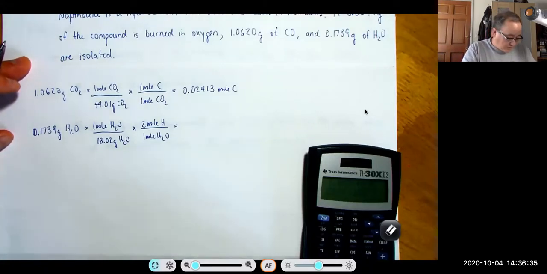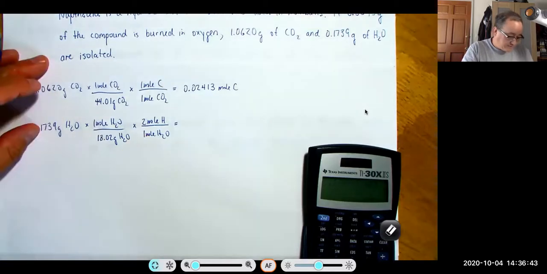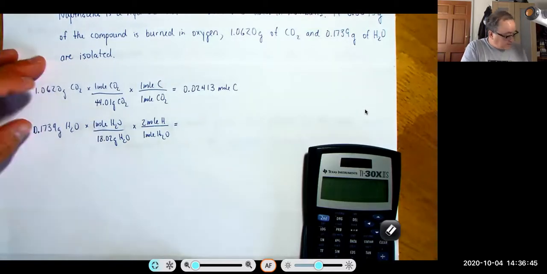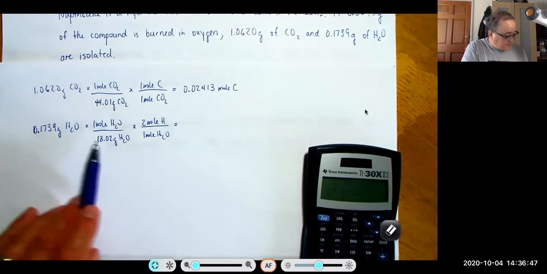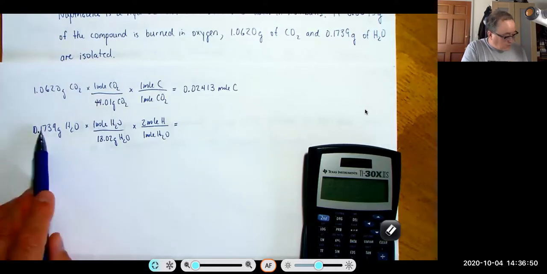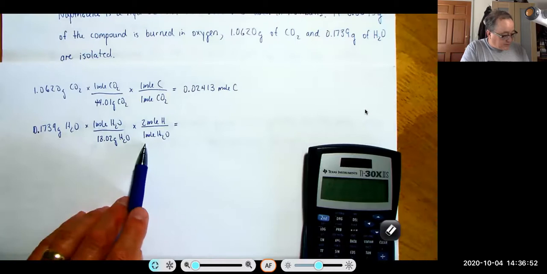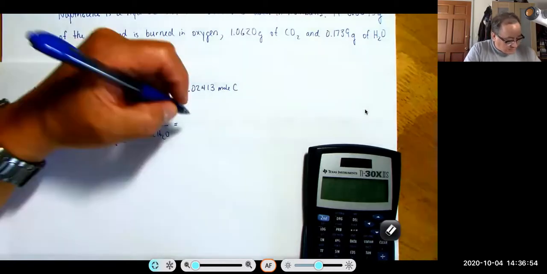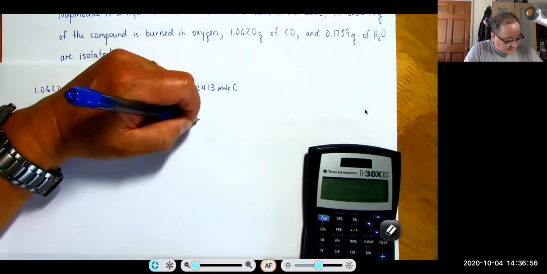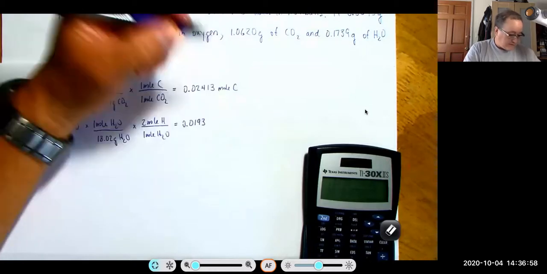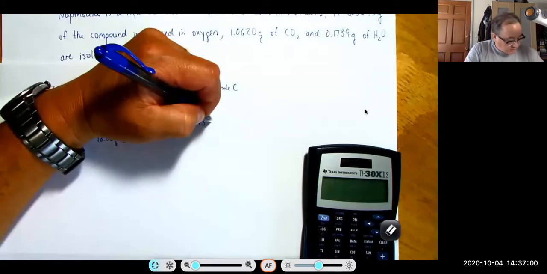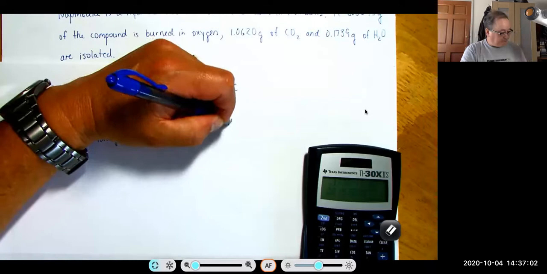Okay, so 0.1739 divided by 18.02 and then also multiplied by 2. Now I didn't estimate, but this over this is less than 1/10. It's about 0.01 times 2, so I should get about 0.02. And here I get 0.0193 mole of hydrogen.